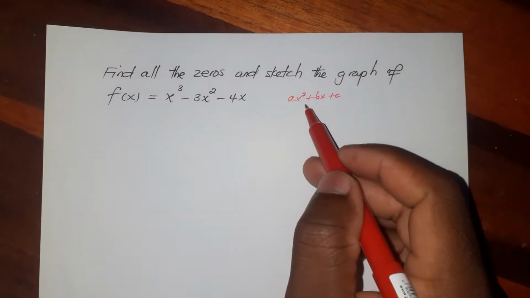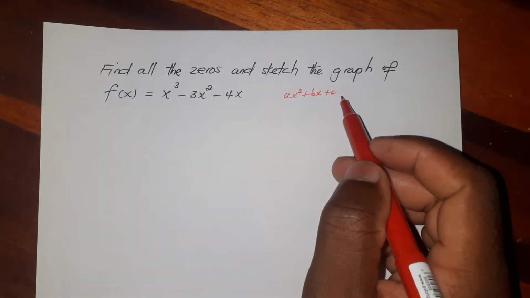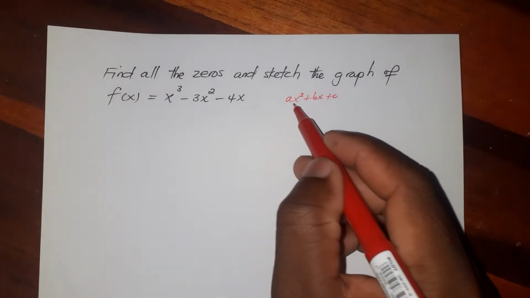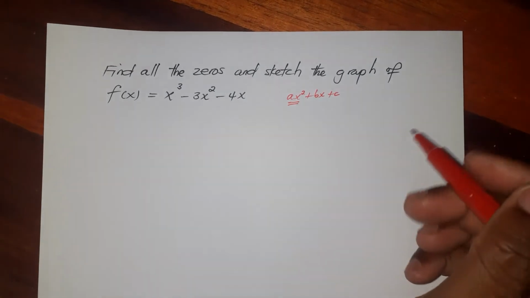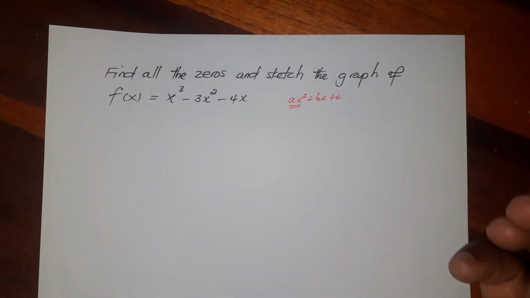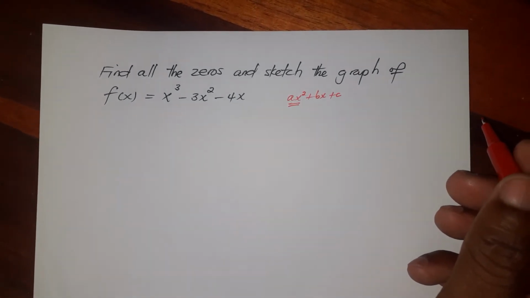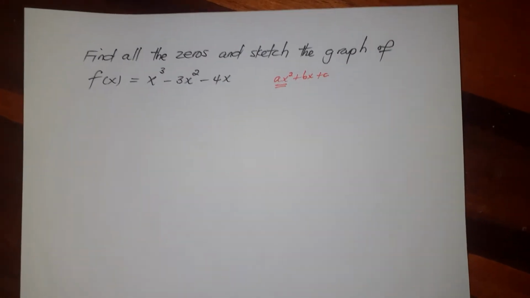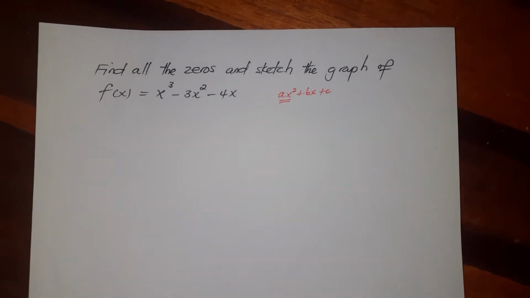That is called a quadratic expression. Quadratic because of that square. The first term, the variable there is squared. Now here we call it a polynomial. It's a cubic polynomial actually.